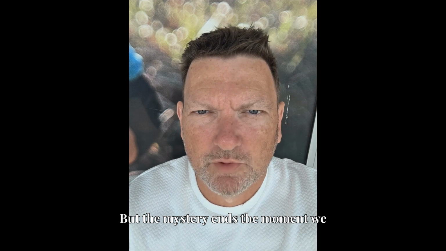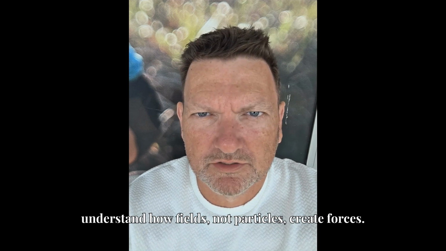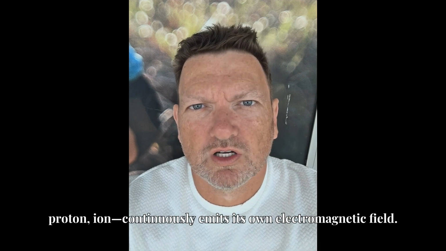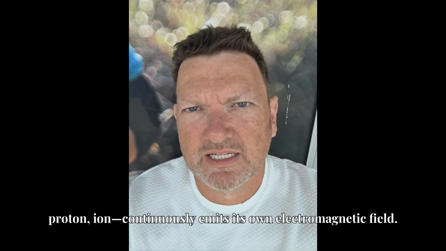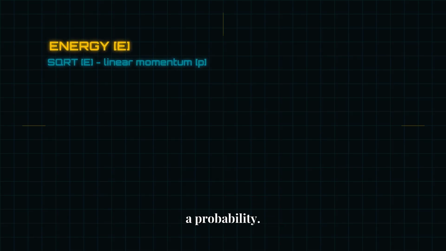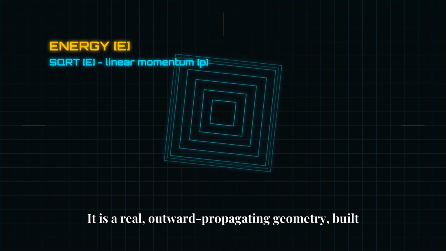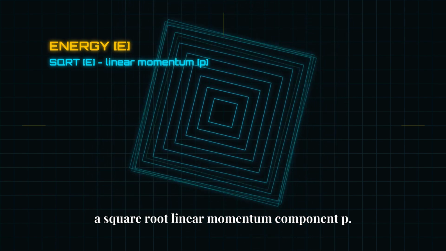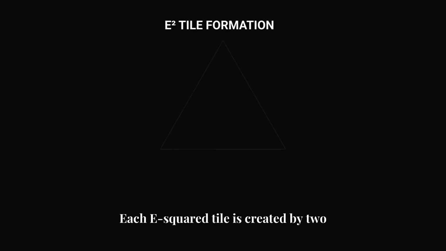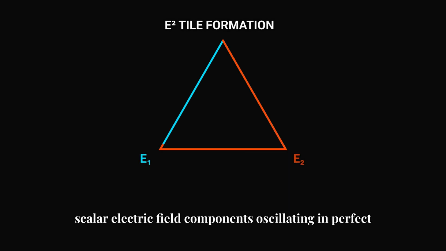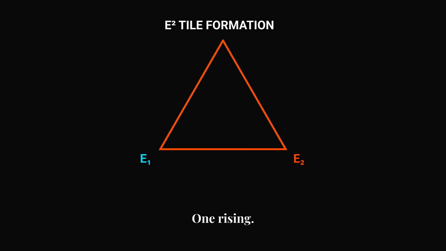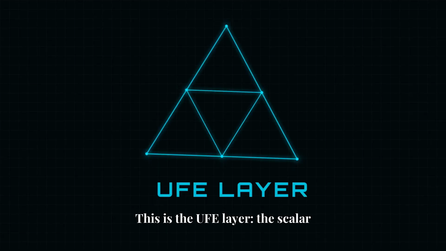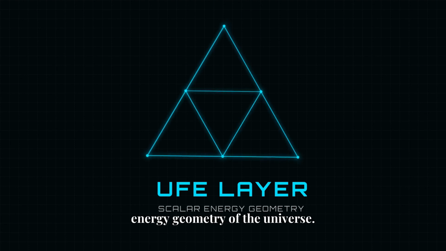But the mystery ends the moment we understand how fields, not particles, create forces. Every charged object in the universe, every electron, proton, ion continuously emits its own electromagnetic field. This field is not a cloud or a probability, it is a real outward propagating geometry built from scalar fields of energy E with a square root linear momentum component P. Each E-squared tile is created by two scalar electric field components oscillating in perfect counterphase, one rising, one falling, together forming a two-dimensional equilateral energy geometry. This is the UFE layer, the scalar energy geometry of the universe.